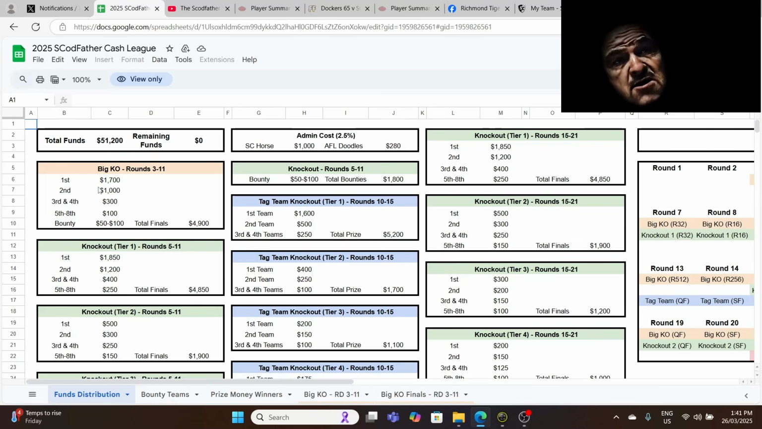So what you can do, you see here, big knockout, round 3 to 11. First prize is $1,700. Second prize is $1,000. The third and fourth prize is $300, so coming second is more profitable than coming third or fourth, but you still get something. And then fifth to eighth is $100.